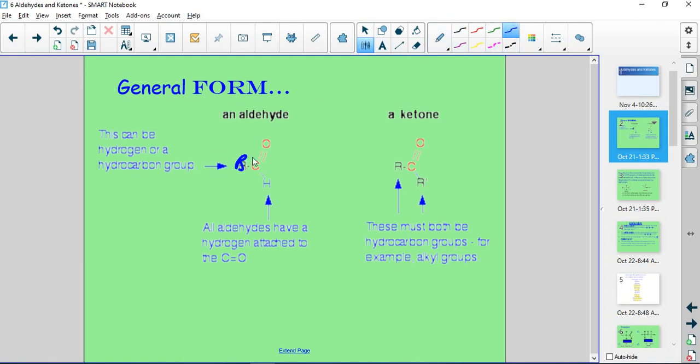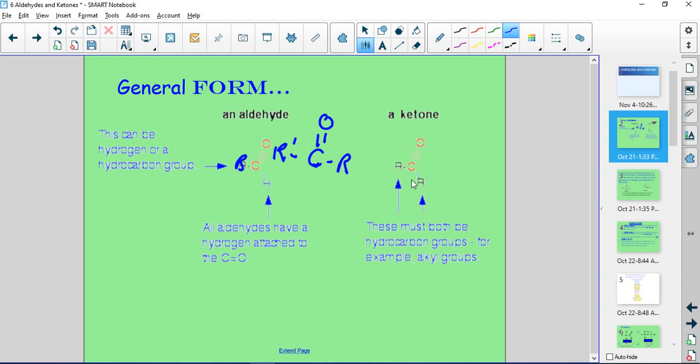another extension of a hydrocarbon, and we have a terminal carbonyl. So the C double bond to O is generally referred to as carbonyl. Right, where R can be a hydrocarbon or a hydrogen.